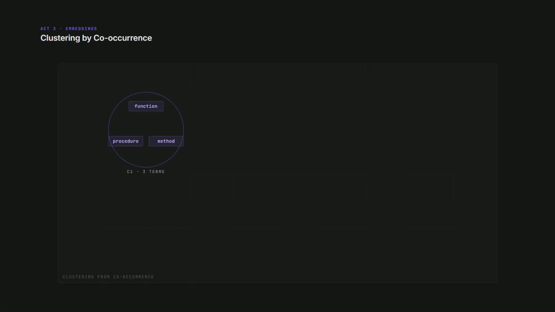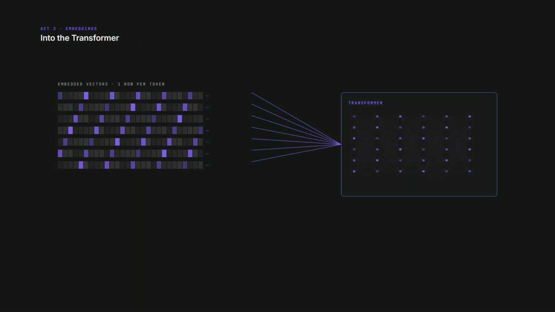Let me show you a more practical example. Look at this embedding space for programming terms. Function, method, procedure. Clustered. Variable, parameter, argument. Clustered nearby. Database, SQL, query. A different cluster entirely. This is how the model understands that JavaScript and Python are related. Not because anyone told it, but because they appear in similar contexts. These rich vectors now flow into the transformer.